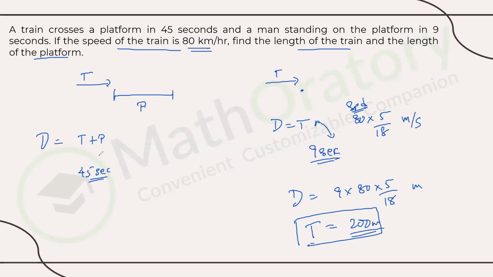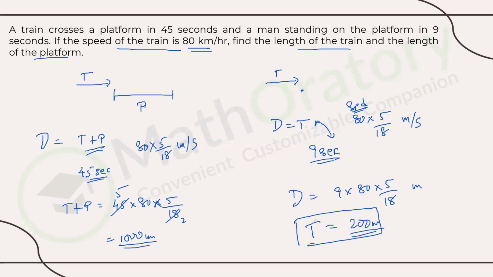Now in this case, similarly, we have t plus p. This is the distance covered, 45 seconds, that is known to us, as well as the speed is the same, 80 into 5 by 18 meters per second, right? So t plus p would be 45 cross 80 cross 5 by 18. Same thing, 9 by 2. Just cancel the 9, you get 5 by 2. Then 40 cross 5 is 200, 200 cross 5 is 1000. So this is 1000 meters.